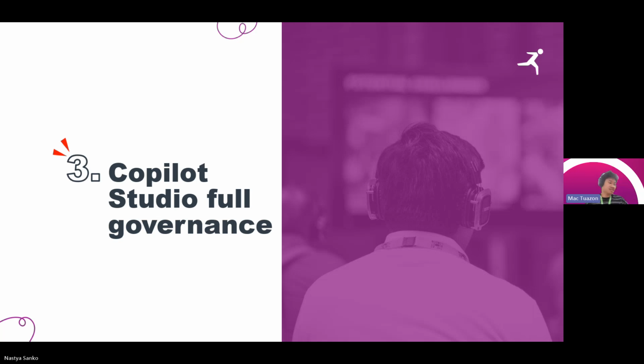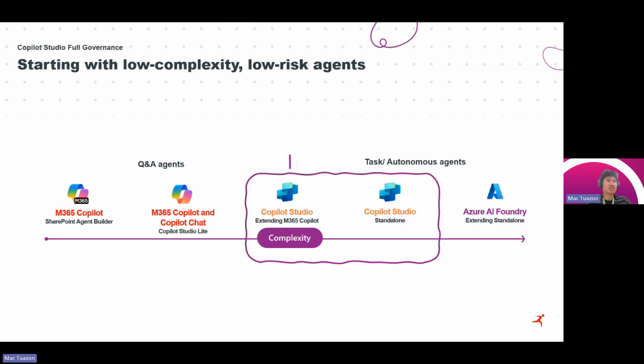So Nastya's told you about Copilot Studio Lite. Yeah, the name's ever changing. We'll now move on to the full fat version, the one with the most sugar in it. When we're talking about Copilot Studio standalone, and if we go back to the illustration that Nastya showed, we're talking about extending our Copilot Studio capabilities. We're going beyond retrieval, and now we're moving into more task-based and autonomous agents where they can actually do stuff for us. That's what we want them to do.